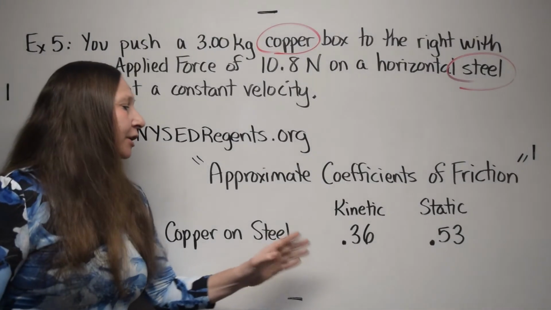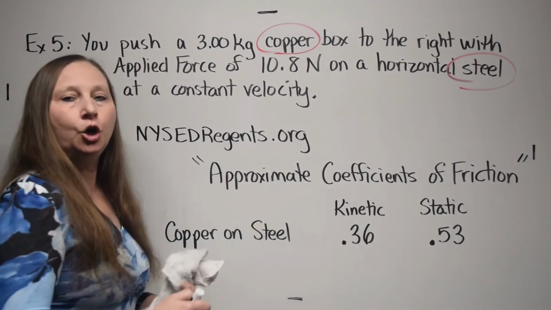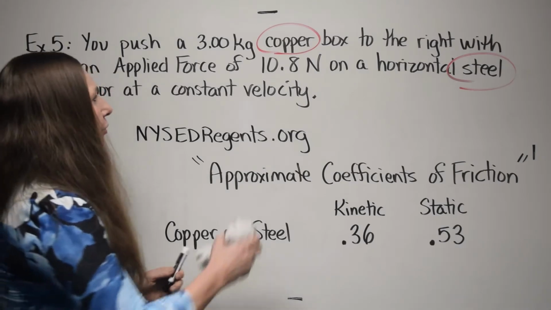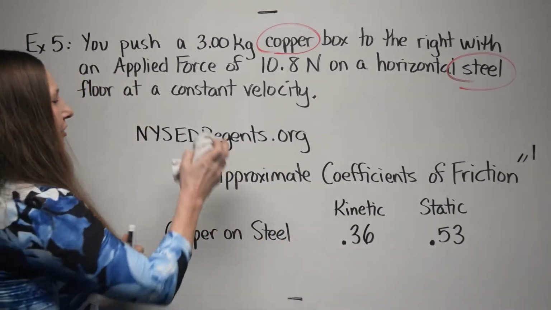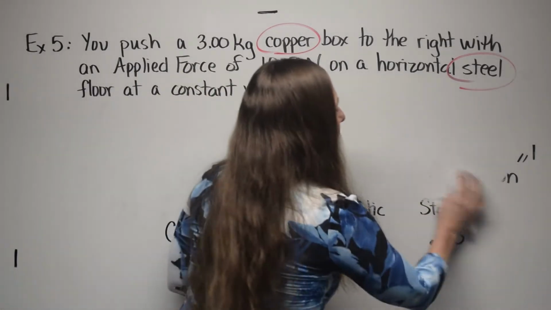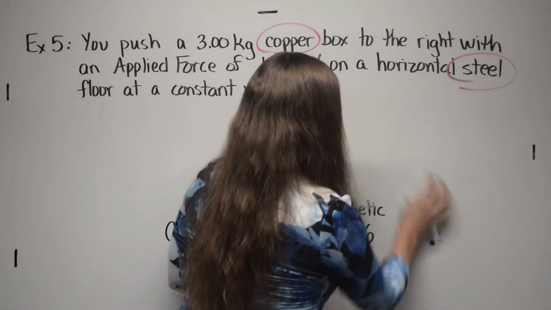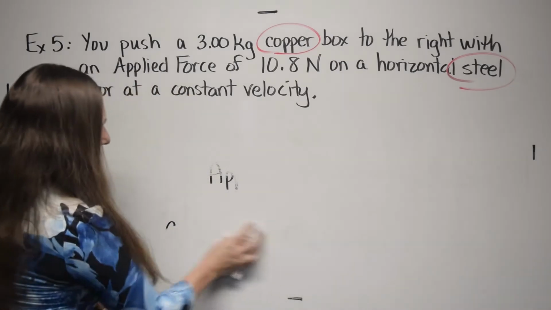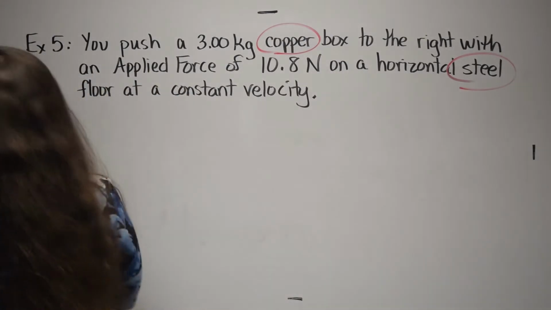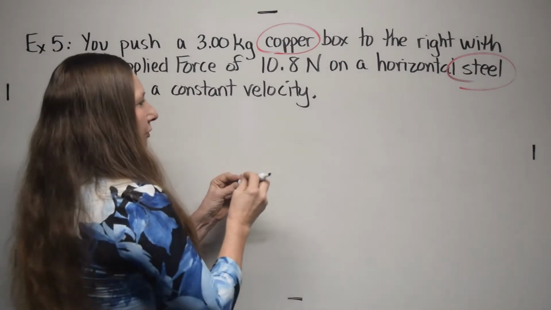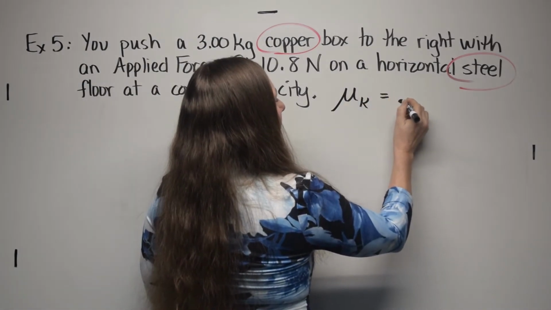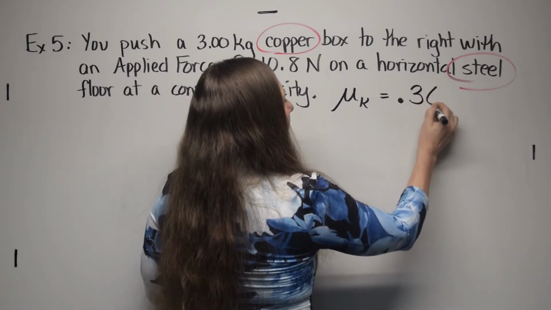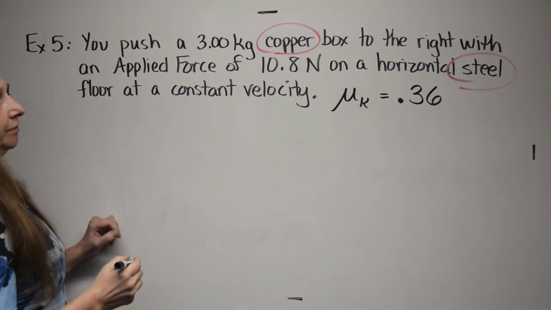All right, so having looked up the kinetic coefficient of friction between copper and steel, we know that the coefficient is 0.36. So let's just keep that in mind as we do this problem. We'll use that number a little bit later. I'm going to put it over here. The coefficient of kinetic friction for copper on steel is 0.36.